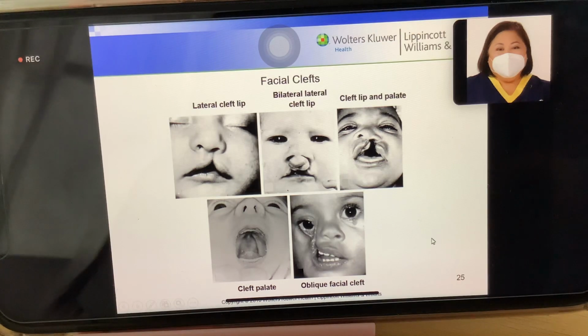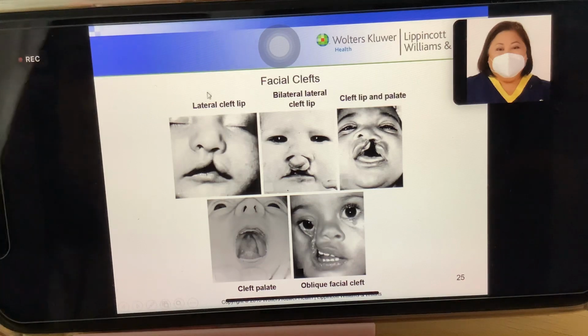Most cases are multifactorial. They vary. So, anticonvulsants such as diphenylhydantoin, what is that? Diphenylhydantoin or phenobarbital have a propensity for causing cleft lip and palate.